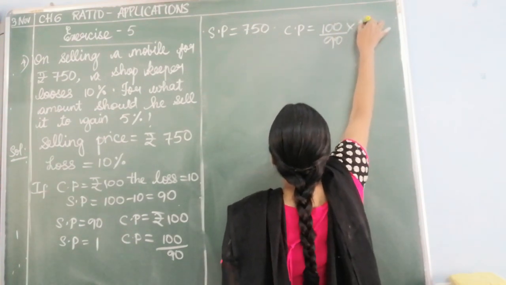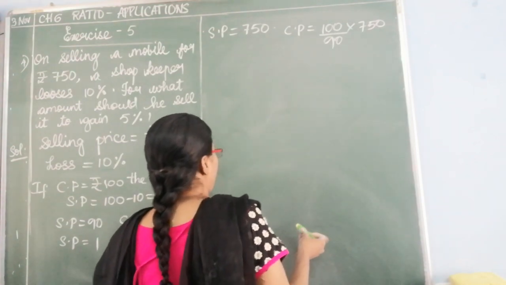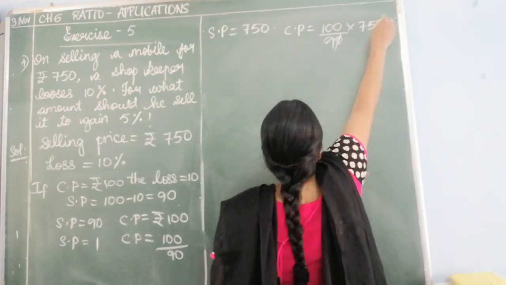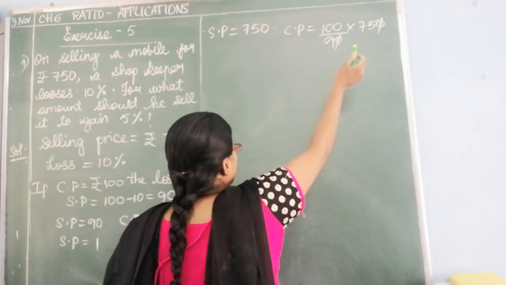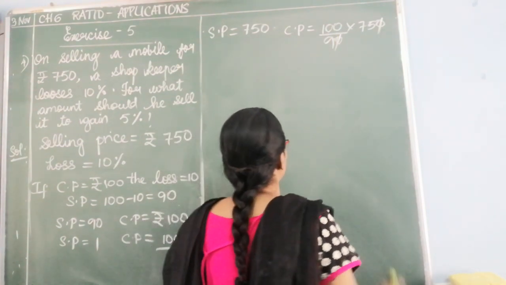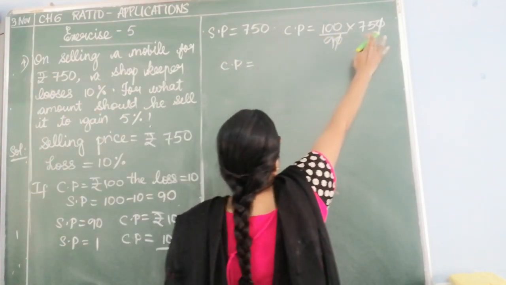100 by 90 into 750. Now cancel. 0 and 0 get cancelled. You know that these cannot be cancelled. You will get a point. So first I am going to multiply these two.